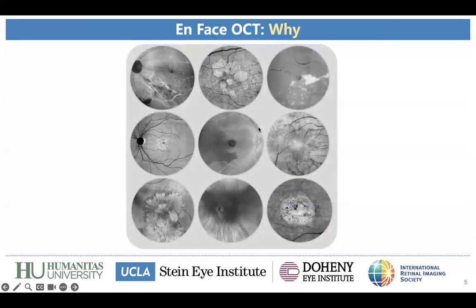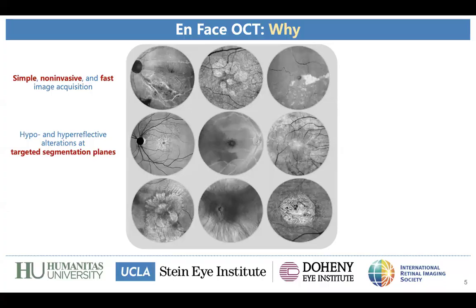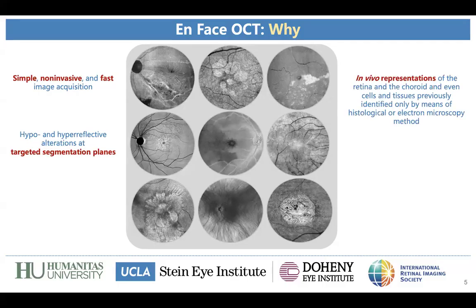So why are we here today? As you all know, en face OCT is a very simple, non-invasive and fast imaging technique that allows us to visualize hypo- and hyperreflective changes at target segmentation planes, and gives us an in vivo representation of retinal and choroidal tissues that were previously only identified by means of histology or electron microscopy. In addition, en face OCT more recently also has an ultra-widefield capability that gives us the opportunity to assess retinal lesions over a very large anatomical area with a single acquisition.